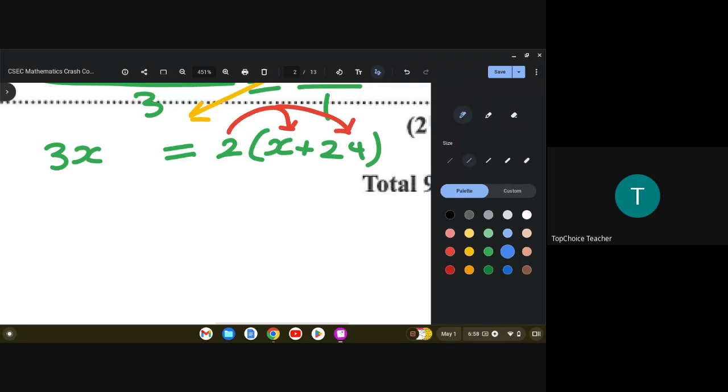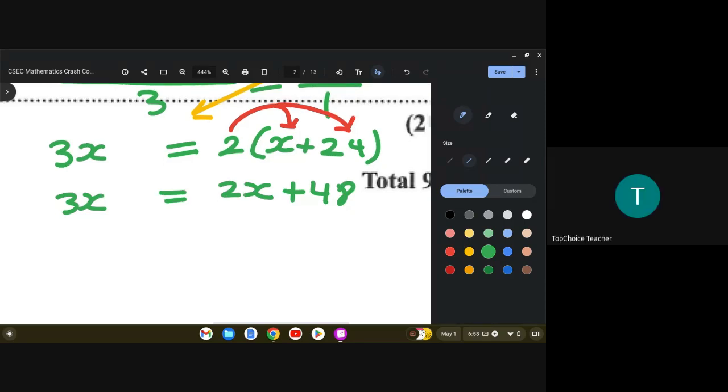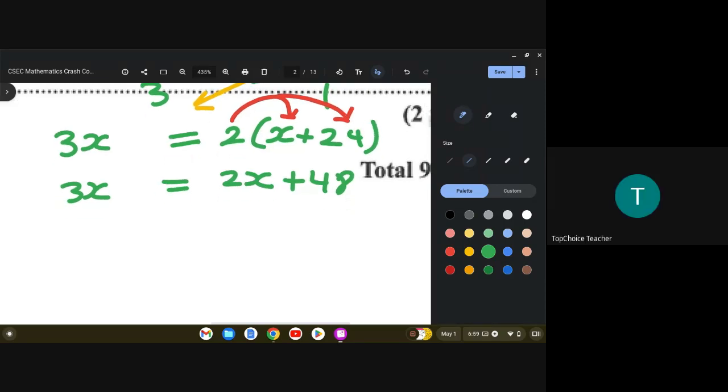So let's do it. We have the 3x here. That's equal to 2 times x, which is 2x. What is 2 times positive 24? That is positive 48. Very good. Now, remember, the goal is to solve for x because x is the number of bananas.